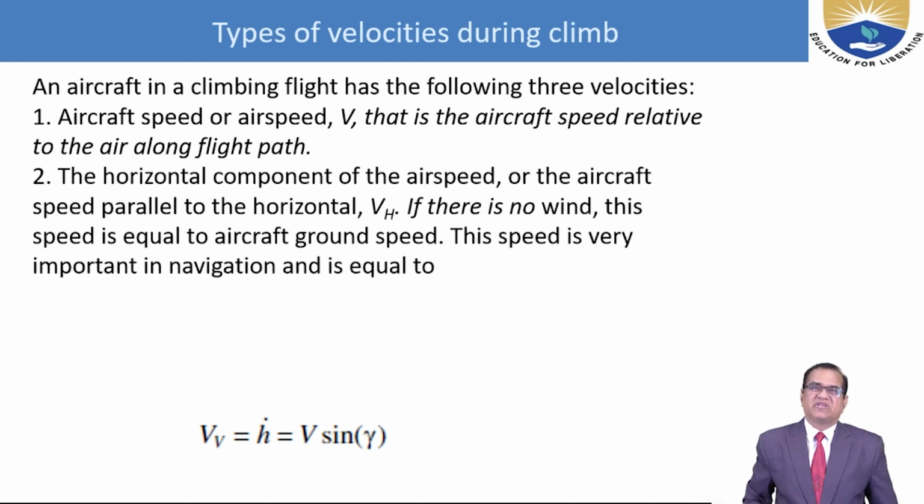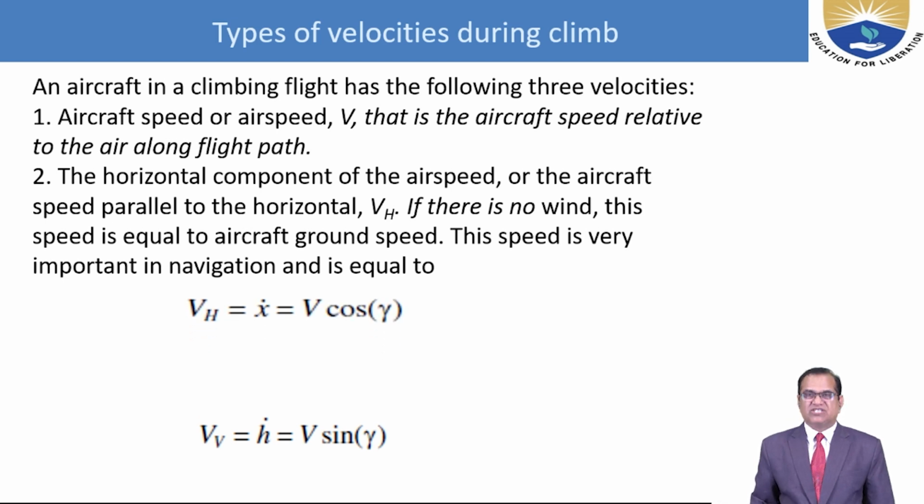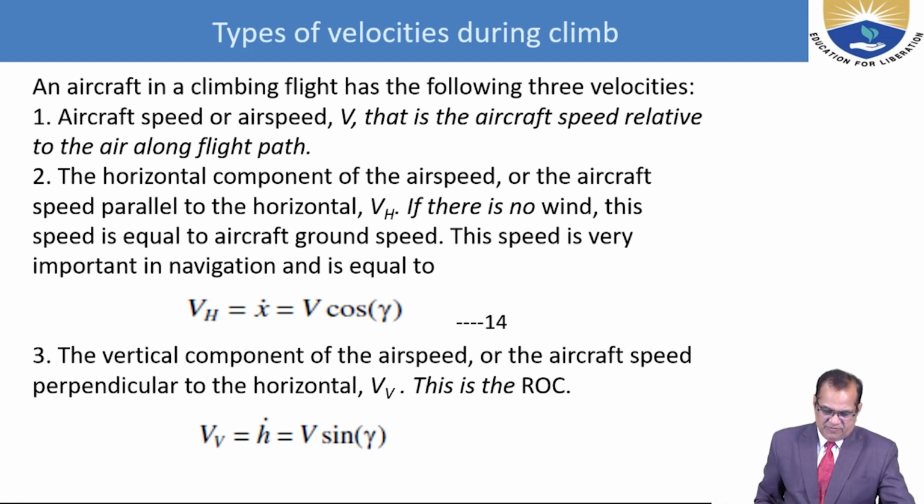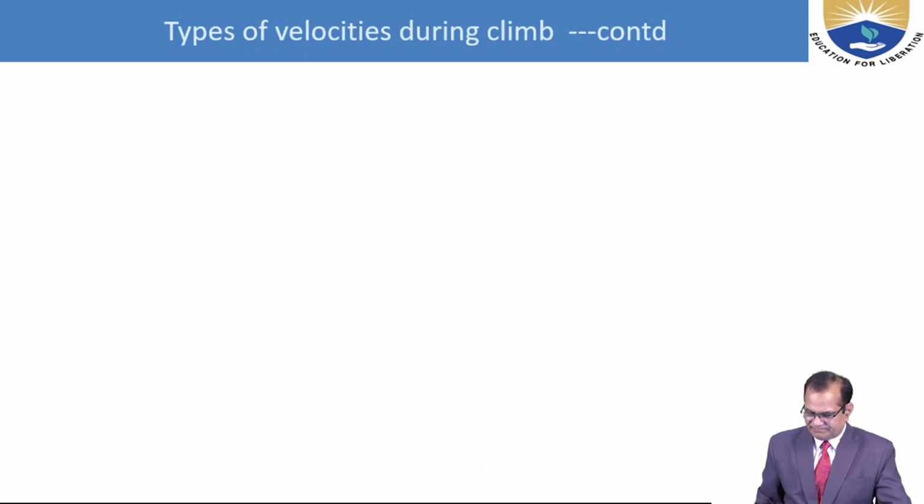Another one is the horizontal component of the airspeed, or the aircraft speed parallel to the horizontal. It is called VH. If there is no wind, this speed is equal to the aircraft ground speed. This speed is very important in navigation, and VH is equal to x dot, which is V cos gamma. The vertical component of the airspeed, or the aircraft speed perpendicular to the horizontal, is VV. This is the rate of climb. So VV is equal to h dot, which is V sin gamma.